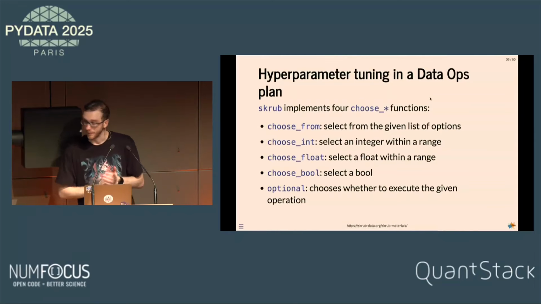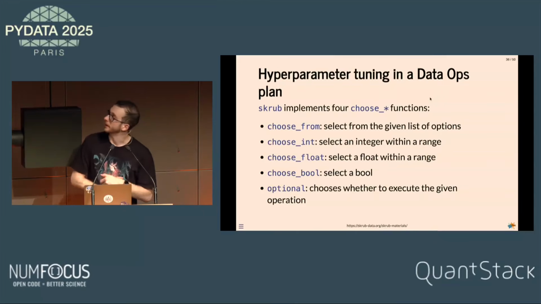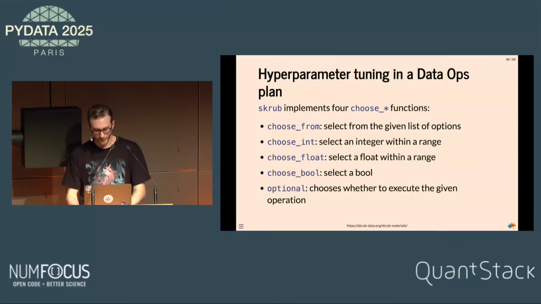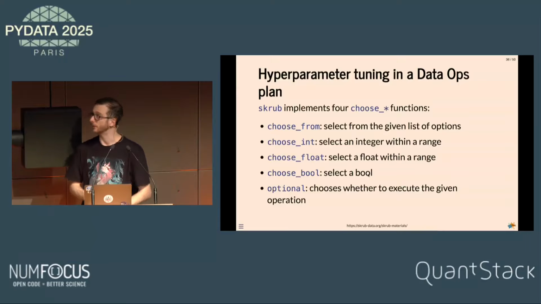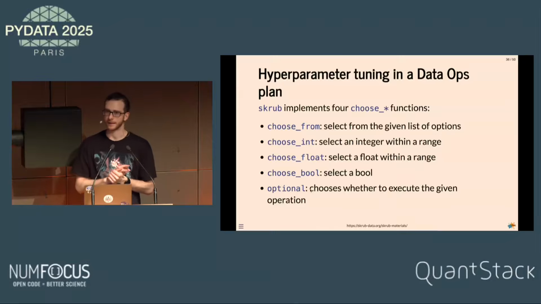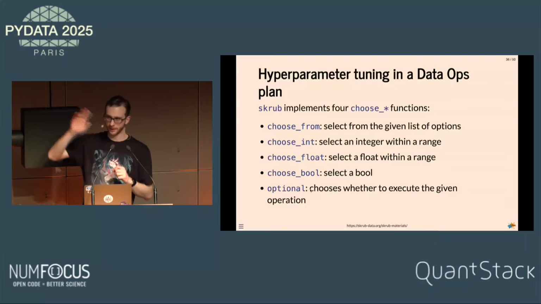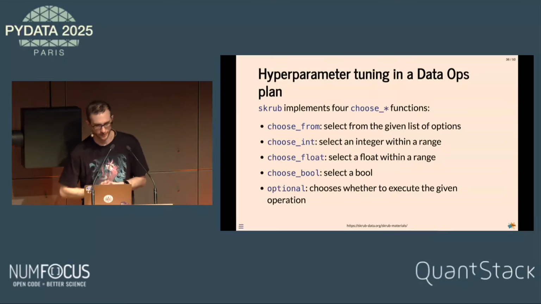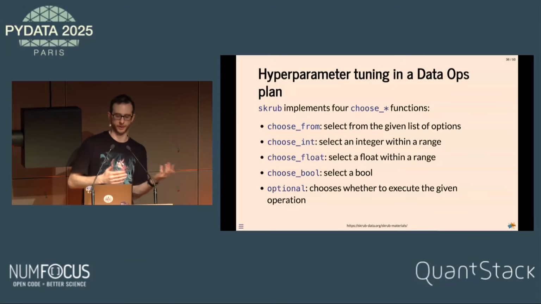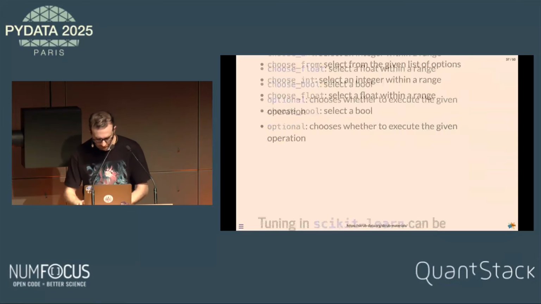I was saying we want to hyperparameter tune everything in the pipeline, so in the plan. And you can do this with the choose functions. So you can choose from a list of options. You can choose a number within a float or an integer within a range. You can turn on or off a Boolean flag. Or you can also say, okay, I'm not sure if this particular operation is useful or not. I can mark it as optional. And during the hyperparameter search, it's going to turn on and off that option as one of the possible hyperparameters. So I don't know if this join is useful or not. Let's put it optional and see.